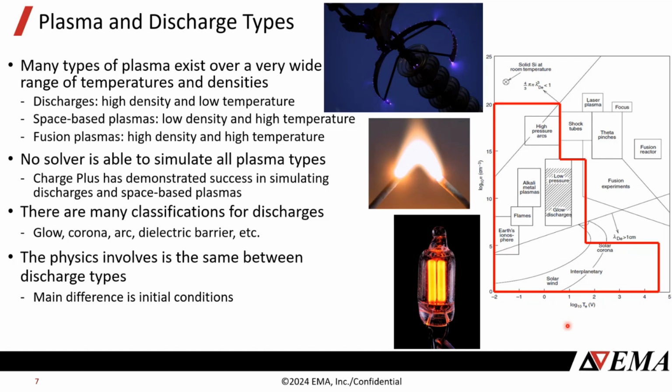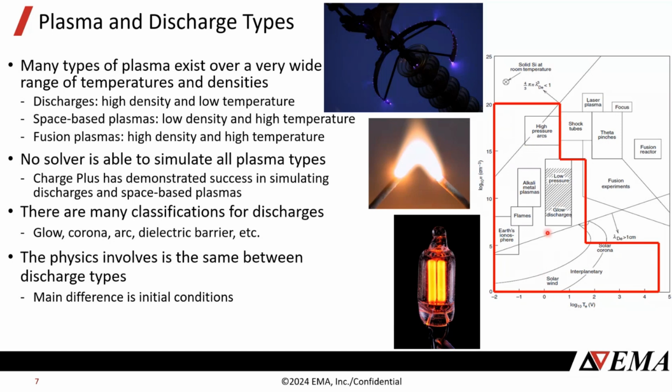Now, unfortunately, given the very wide range of densities and temperatures that a plasma can possess, there is currently no solver available that can simulate all of the plasma types. In particular, the fusionable plasma region, which is shown on the top right of this plot here, is the region in which solvers tend to struggle the most. Fortunately, Charge Plus has shown success in simulating both discharges and space-based plasmas. So it's going to be this region shown in the red outline here.